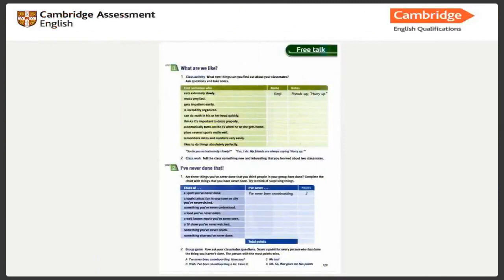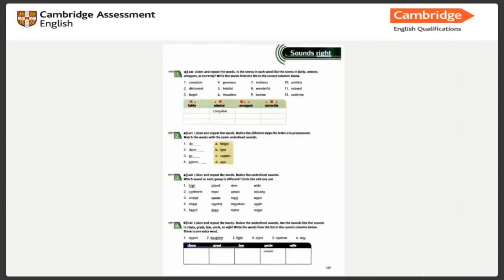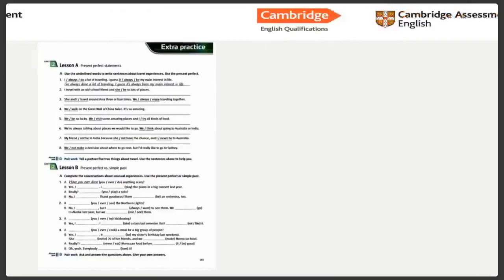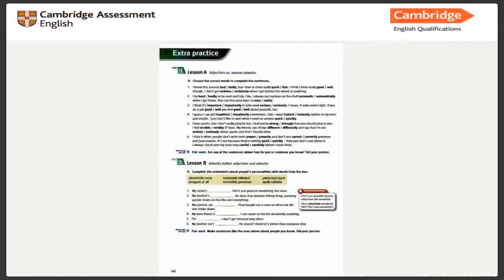As we've already found out, there are sections housed towards the end of the book, which provide further practice. The sections are referenced in the units, so students will know when and which section they have to refer to. The first of these sections is called Free Talk, covering group activities. There is a section on pronunciation called Sounds Right, and an extra practice section with grammar activities. These extra practice exercises refer to the content of lessons A and B.